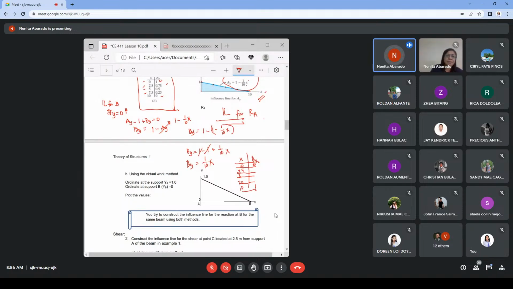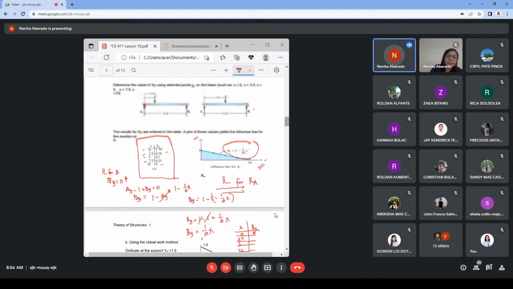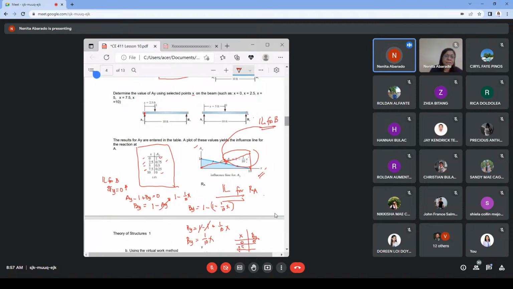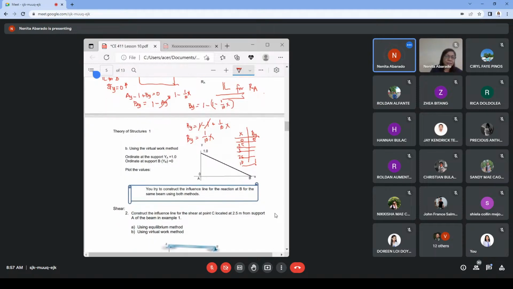This is 1. So if you're going to construct it, this is the IL for B. Did you get it, class? So now you try to construct the influence line for the reaction at B for the same beam using both methods. This will be your trial activity.